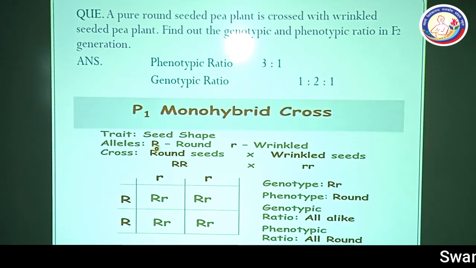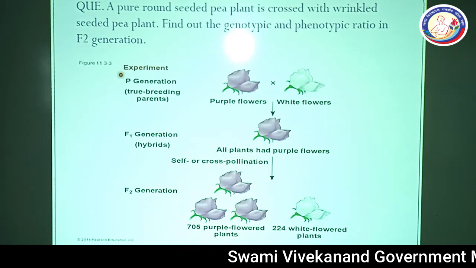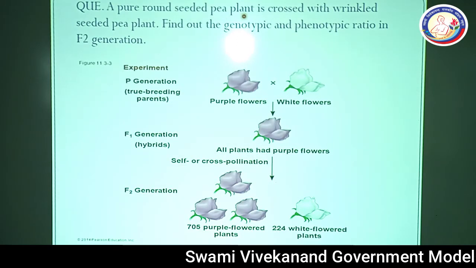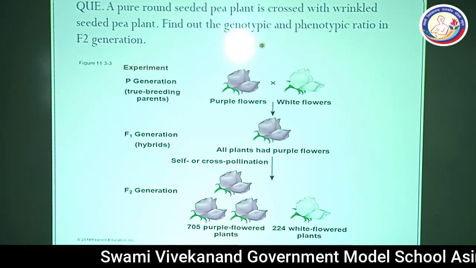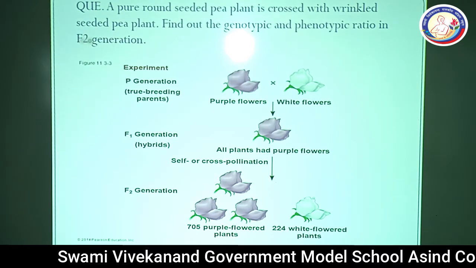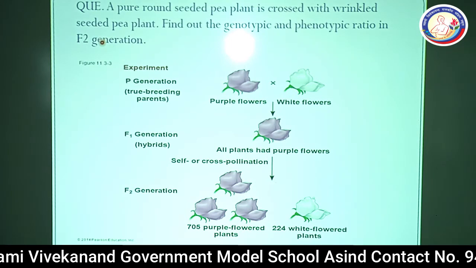So when you undergo the cross, this is the F1 generation where all seeds of the plant will be round, and in F2 this will be the result. Again, a pure round seeded pea plant is crossed with wrinkled seeded pea plant. Find out the genotypic and phenotypic ratio in F2 generation. So then you can see the above figure there.